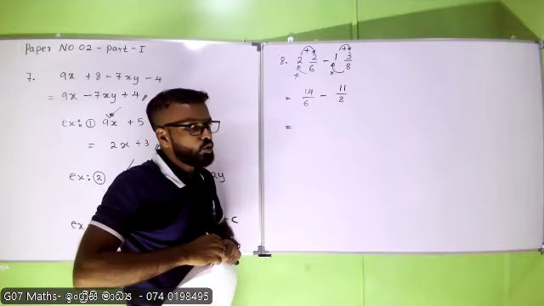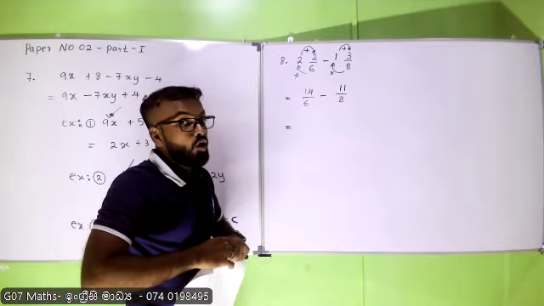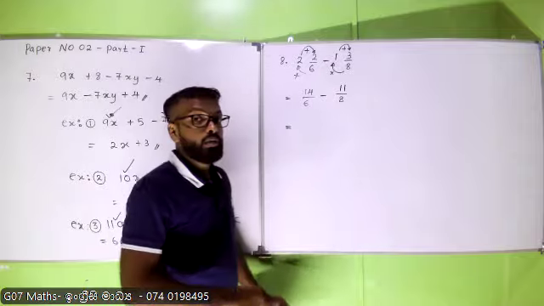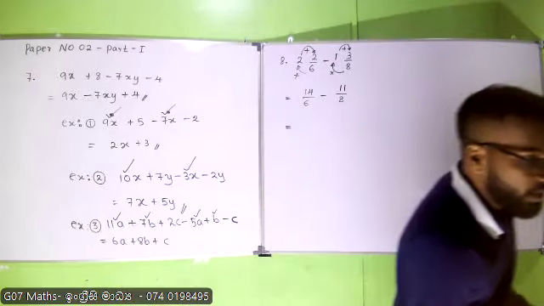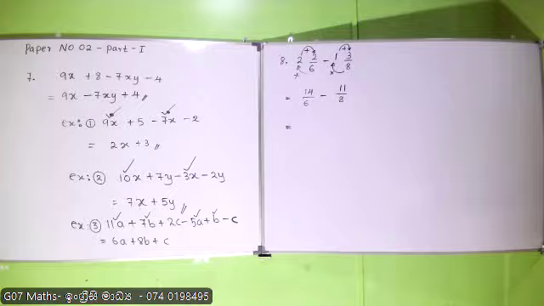Here we have two different denominators. How are we going to obtain the same denominator? Most important thing.